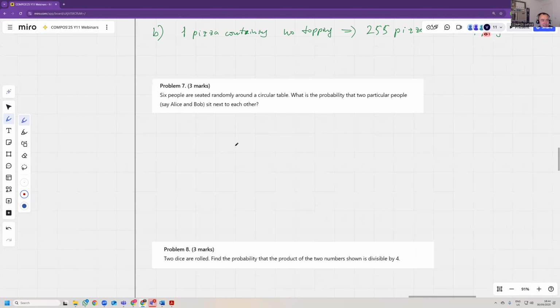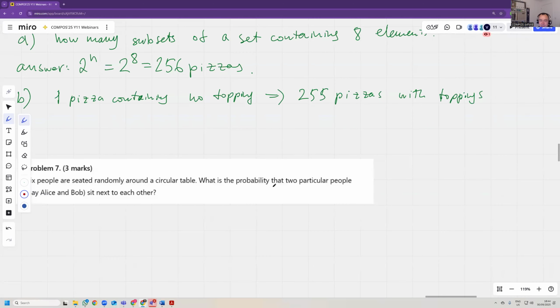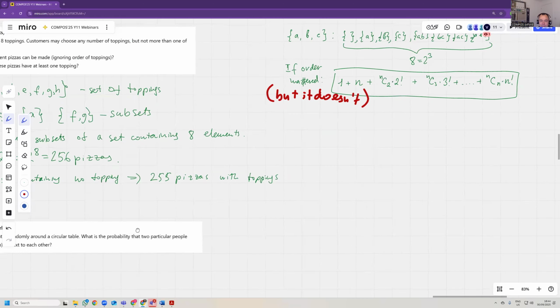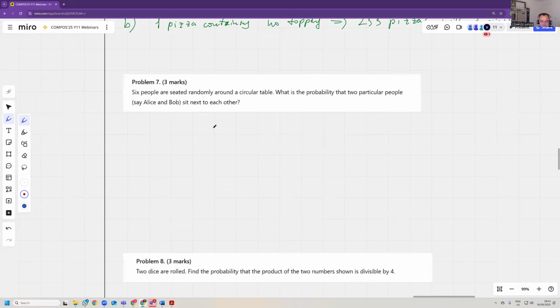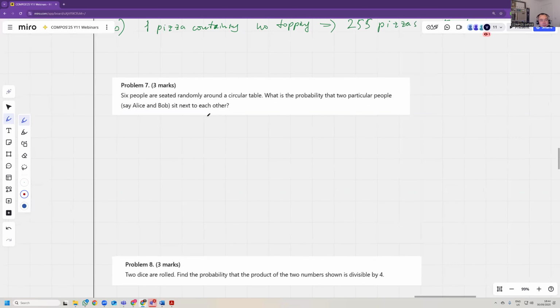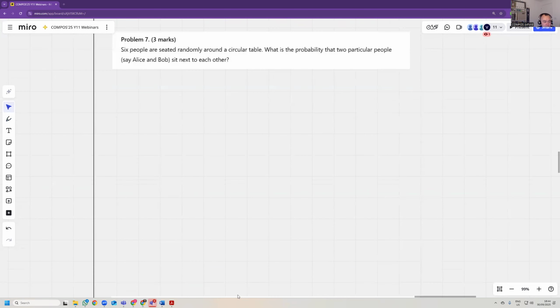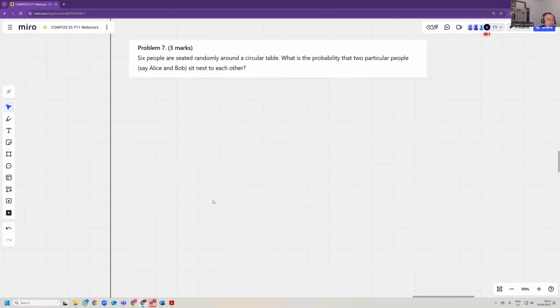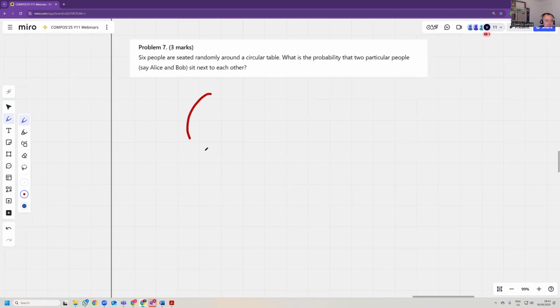6 people are seated randomly around a circular table. What is the probability that 2 particular people, say Alice and Bob, sit next to each other? Well, first of all, it's a circular table, and we want to know how many seating positions there are: 1, 2, 3, 4, 5, 6.